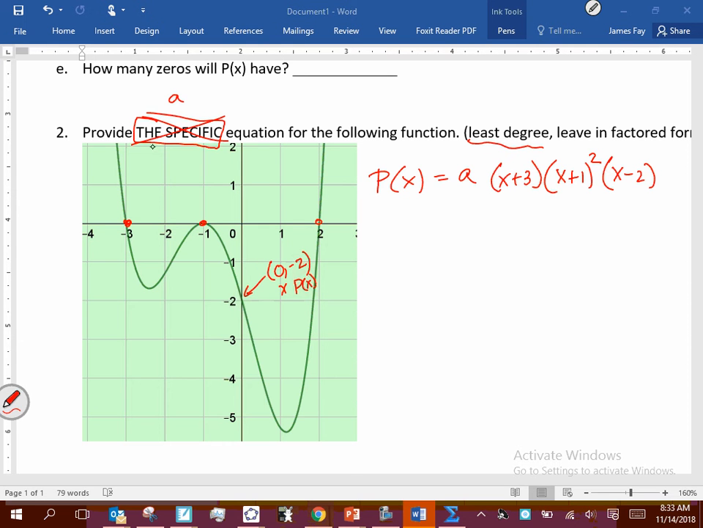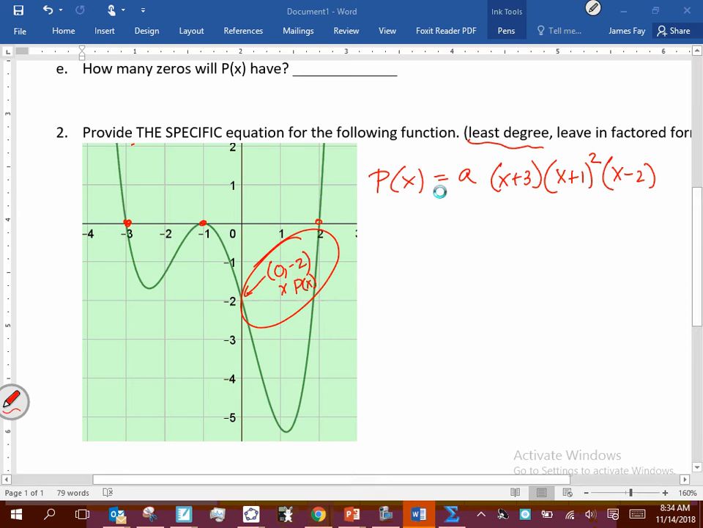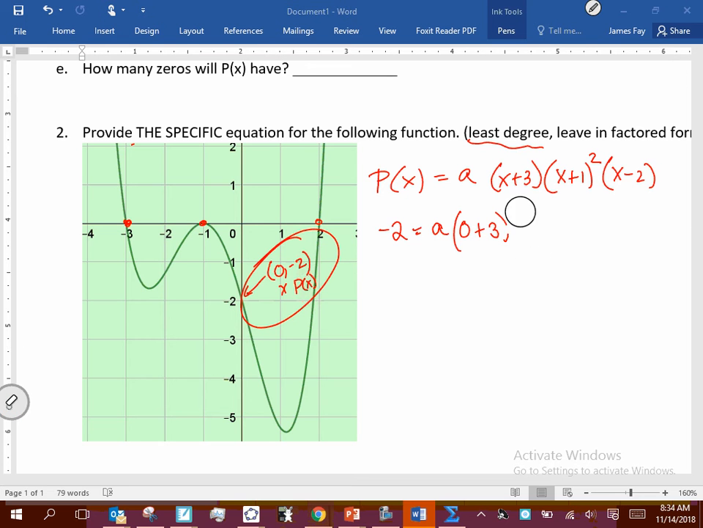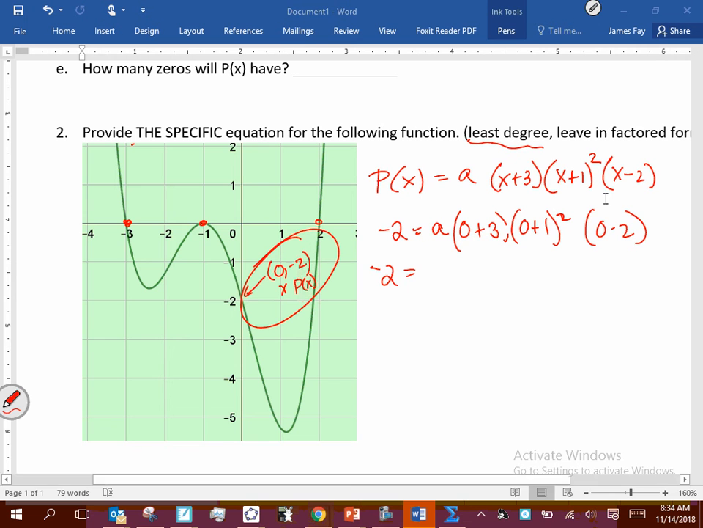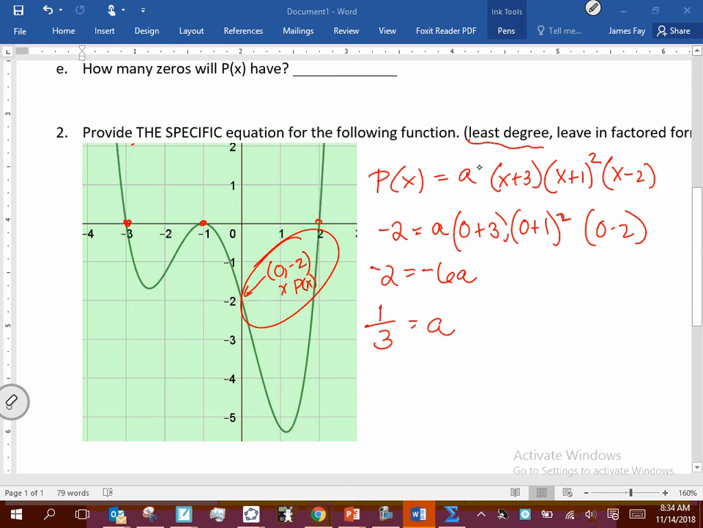There's a lot of them that have the criteria set forth here, but only one of them has the criteria of going through 0, negative 2. So I'm going to plug in negative 2. I'm going to plug in 0. Oh, not squared. That's squared. All right, so we end up with negative 2 is equal to 3 times 1 times negative 2, so negative 6a. Divide by negative 6. A is a third. All you got to do is come up here and rewrite that as 1/3.